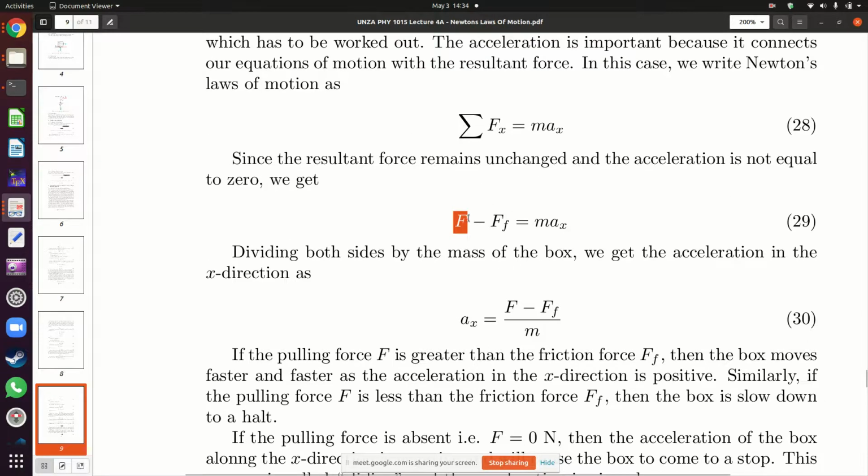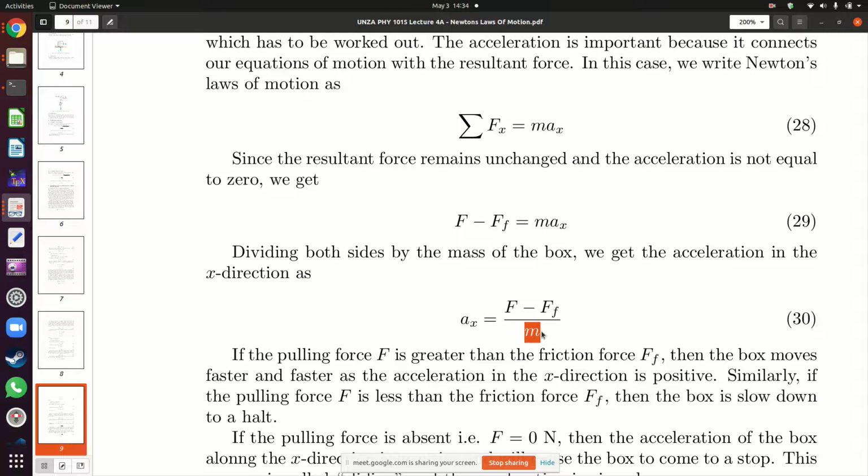So here we have the pull force minus the friction force equals the mass of the object multiplied by the acceleration. Once you have a resultant force, what you're interested in finding is the acceleration. So the acceleration a_x is going to equal the resultant force, which is F minus F_f, divided by the mass of the object. This is what we use Newton's second law of motion for: finding acceleration if the resultant force is present.